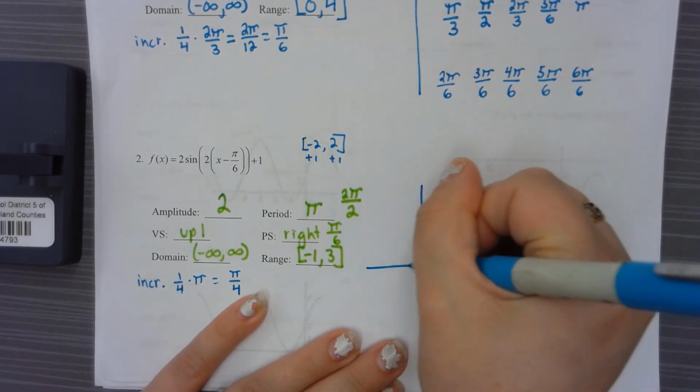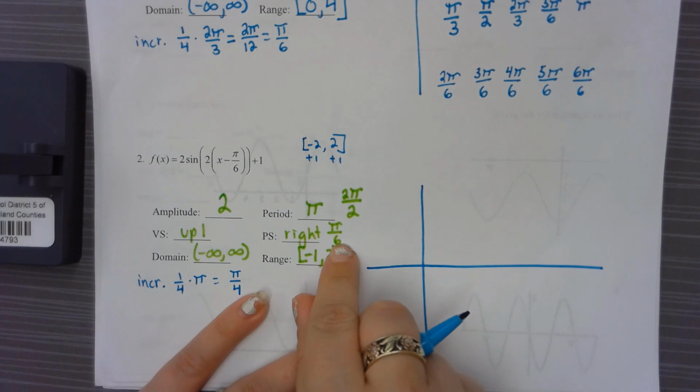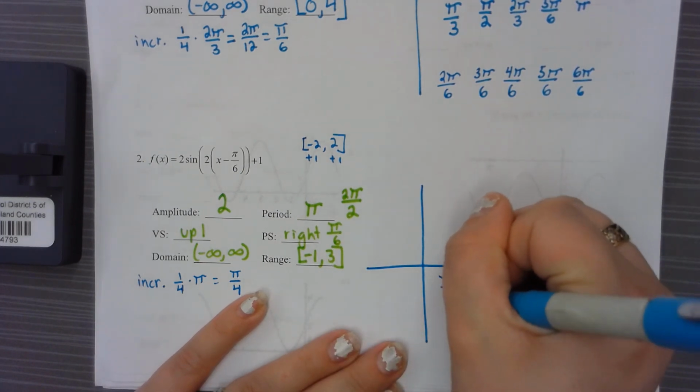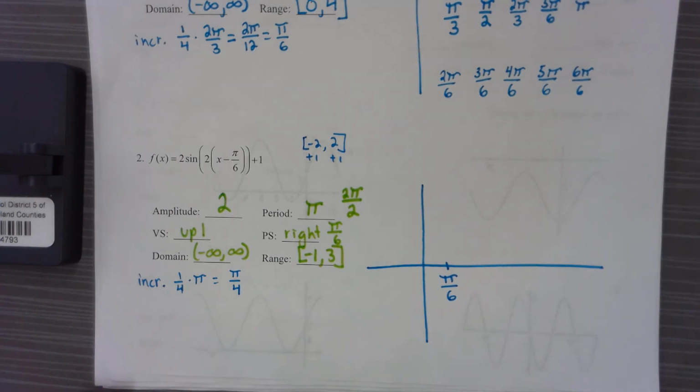So again, usually we'd start at 0, but because I'm moving to the right pi over 6, I'm actually starting this time at pi over 6. Does that make sense to everybody? And how much am I going to increase by each time? Pi over 4. Do we see that? Okay. Slight problem with that, though. They don't have common denominators. Do we see that? So we got to force it to make it work.